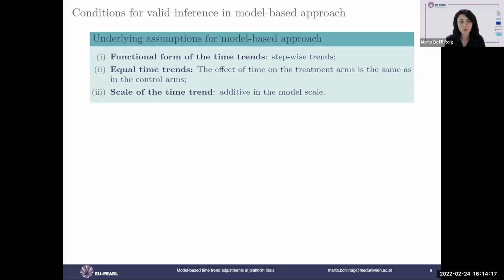The model-based approach relies on the model assumption about the functional form of the time trends, which is assumed to be stepwise. Also, when using this model, we implicitly assume that the effect of time is equal across arms and additive in the model scale. Next slide.